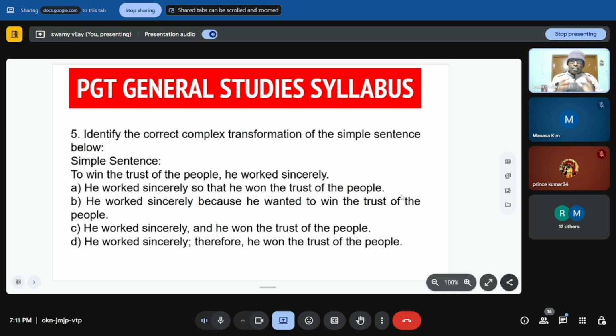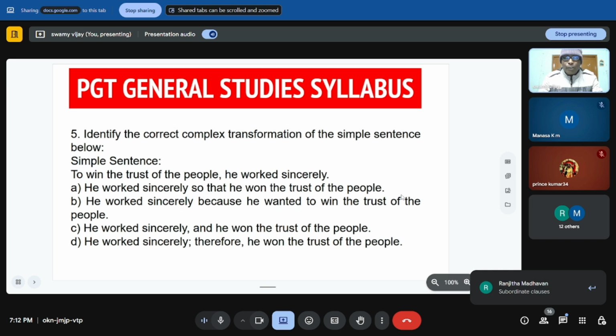Now this is a simple sentence. To win the trust of the people, he worked sincerely. If you see this sentence, "to win the trust of the people" is one part. "He worked sincerely" is another part. Here "he worked sincerely" is the main clause. To win the trust of the people, what is it actually? Is it a phrase? Is it a clause? If it is a clause, then what is it? Whether it is a subordinate clause or independent clause, what is it? You'll answer here, but first let me ask you a question. To win the trust of the people, what is it?